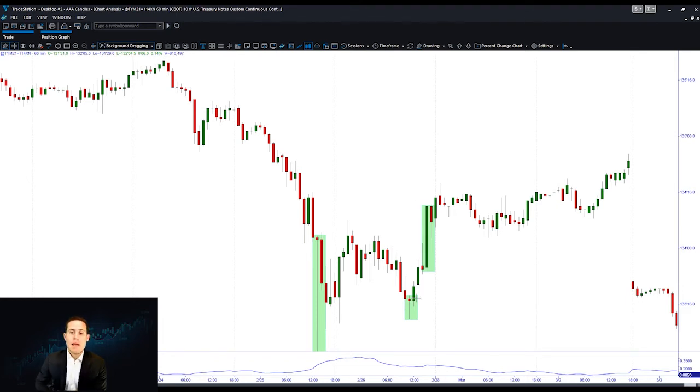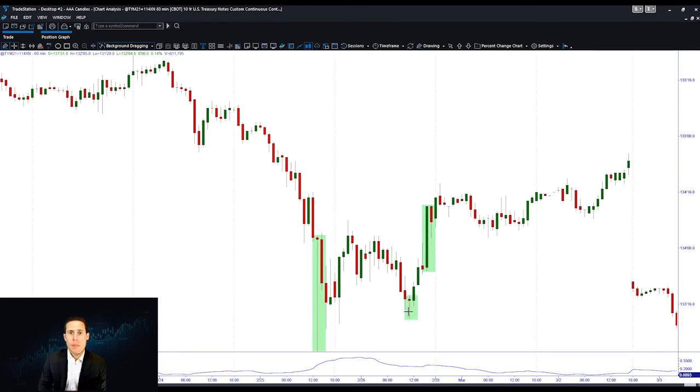That's awesome. Now here's what I mean by you don't need the color of the candle. The color of the body is not definitive on whether a candle is bullish or bearish because of this.